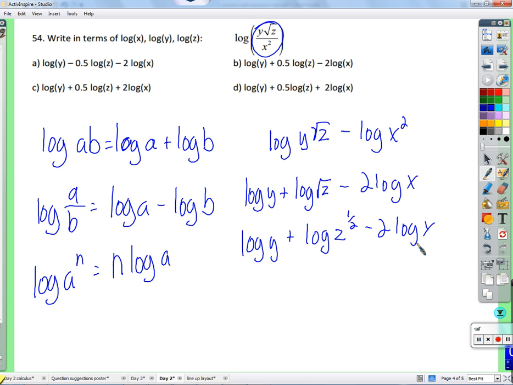And how does that help us, Mike? You can take the 1 half and put it in front of log z. There. Log y plus 1 half log z, minus 2 log x. And now we see, what are we in the B? Oh, nothing. We're trying to figure it out still. Okay.